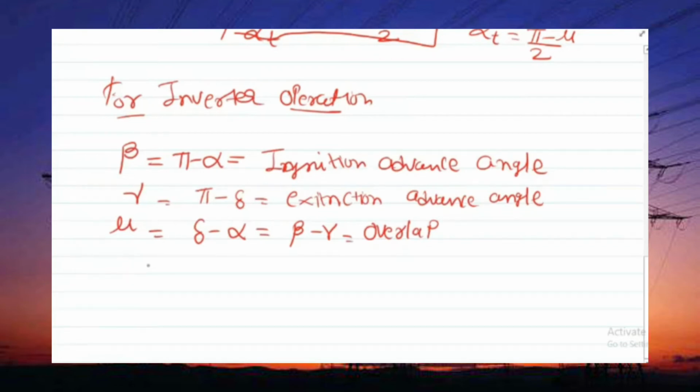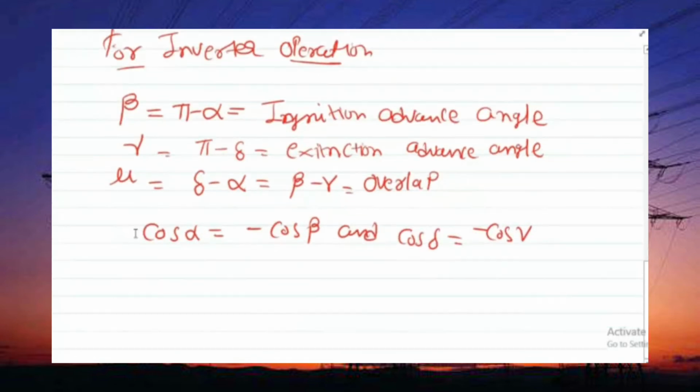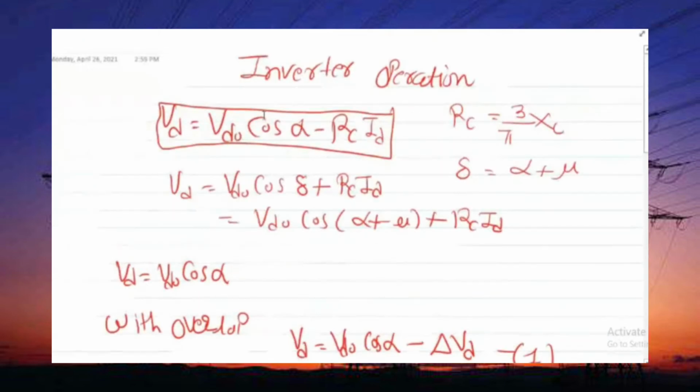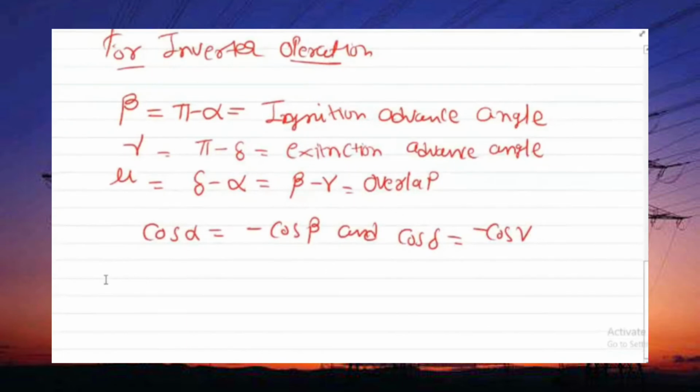So therefore, we can write here cos alpha is equal to, what do we write? The cos over here, cos of pi minus beta. So cos of pi minus beta is equal to minus cos beta, and cos delta, it is pi minus gamma. So pi minus gamma is minus cos gamma. So we can substitute the value of cos alpha and cos delta in this equation. So we can get the equation of the inverter operation.